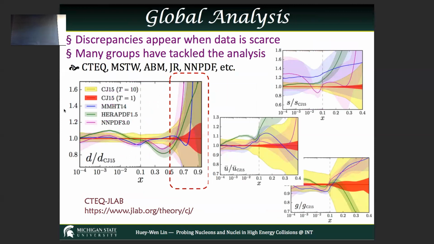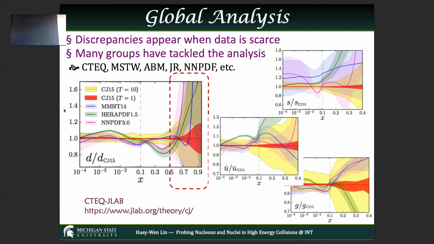This has been shown in a summary plot I took from the CJ15 analysis; there are probably more recent ones. Here we just compare a ratio. For example, for the unpolarized distribution there are many global fits, and these are the most well-known PDFs. If you look at the d-quark distribution divided by the central value, the key point is that even though different collaborations try, there's still a big uncertainty in the large-x region. And obviously the EIC is going to tell us about the small-x region that we can constrain.